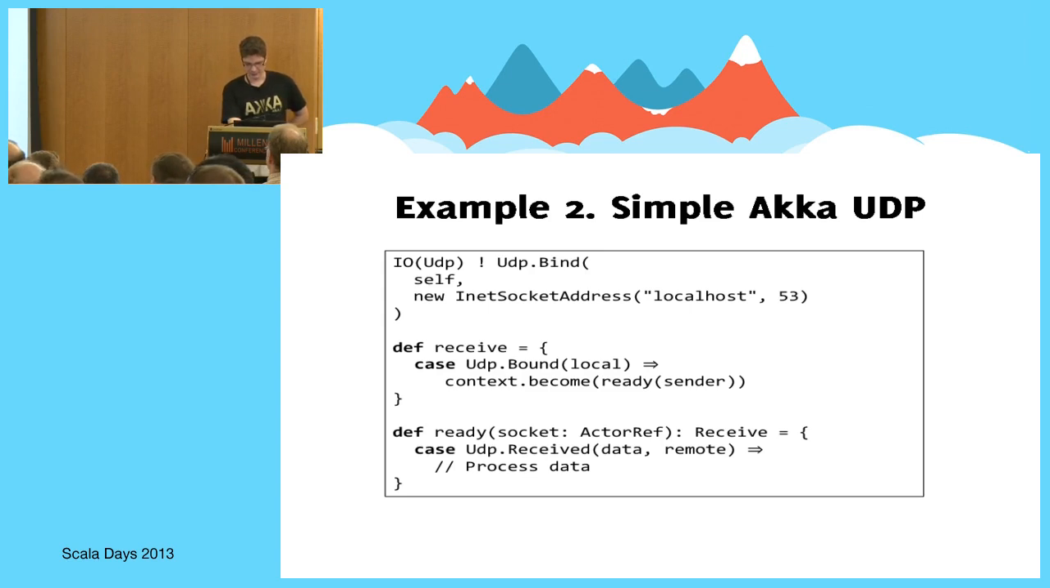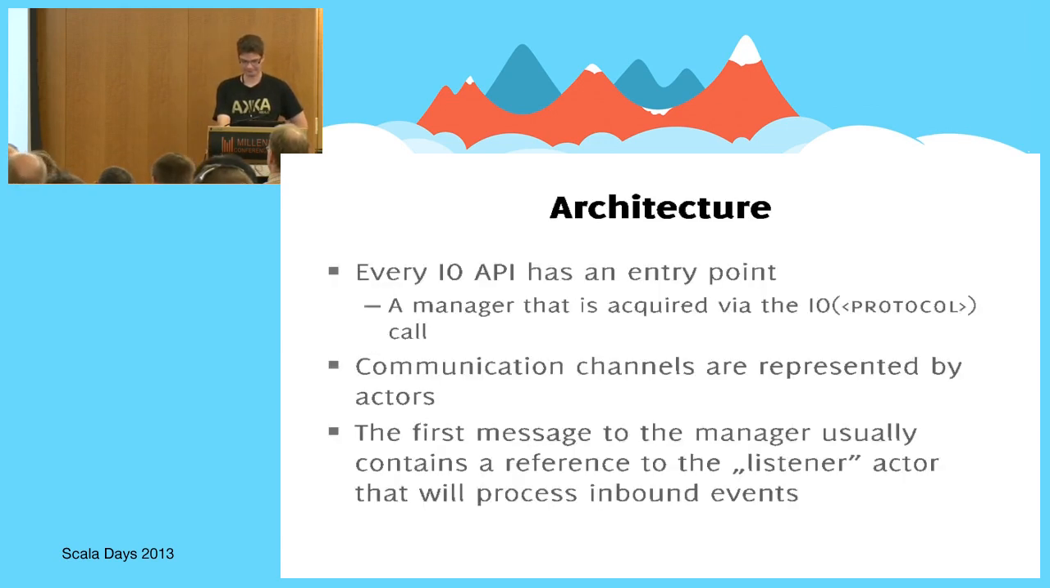There is one event we must handle before we can do anything else. It's just the acknowledgement from this API that the binding was successful. We are bound now. And that's it. We again record the sender, he will represent our channel, and we become ready. And whenever we receive a UDP datagram, we have the data and the remote address, and we can handle it. As simple as that.